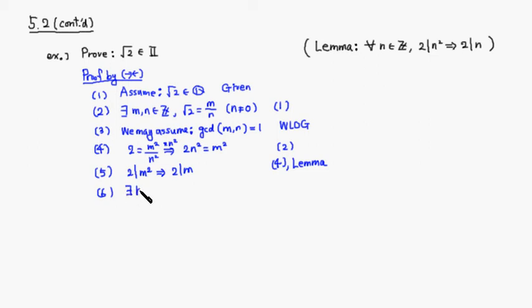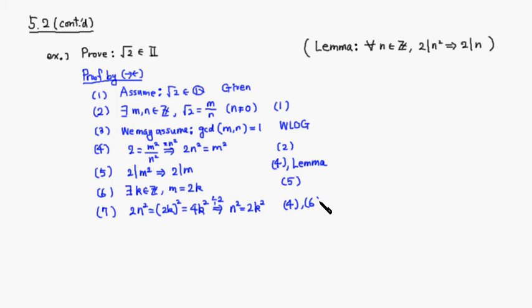Since m is an even number now, we have line 6: by definition, there exists some integer k such that m can be written as 2 times k. This is just the definition of even numbers, or divisible by 2. So I'm going to substitute 2k for m up here. So you will have line number 7: 2n squared is equal to m squared, which is the same thing as (2k) squared, which is 4k squared. Divide both sides by 2, and we get n squared is equal to 2k squared. This is just using line number 4 and line number 6, and algebra will get you that result.